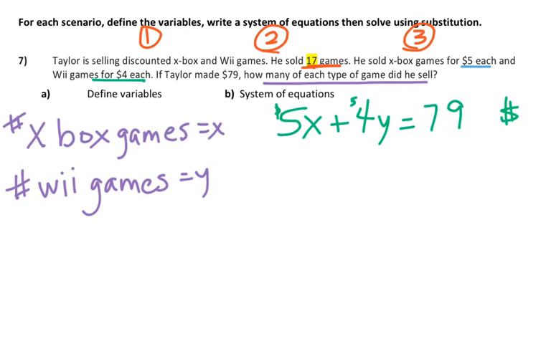So I need another equation. So what's the other thing that I haven't used yet? I haven't used the 17, and that's talking about how many games he sold. So he sold 17 games. Some of them were Xbox and some of them were Wii. So if we take the number of Xbox games and the number of Wii games, it makes 17. And so this is talking about the quantity of games that he sold.